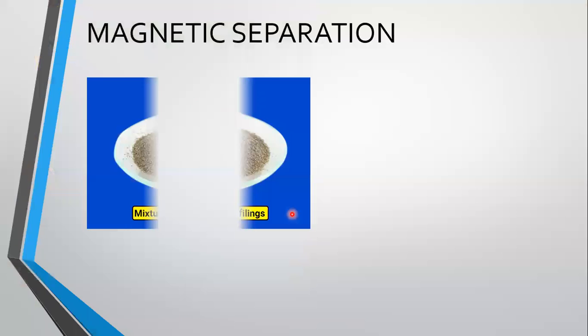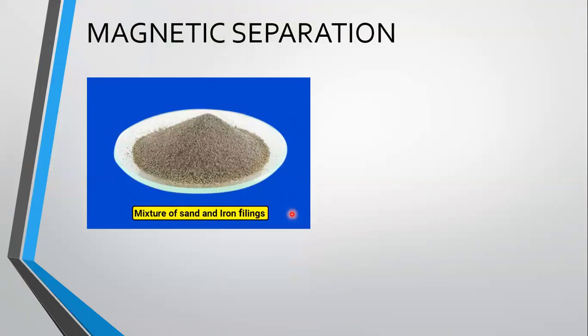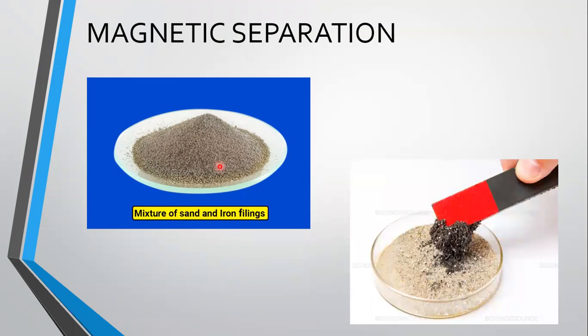Magnetic separation. Magnetic separation is a method of separating magnetic particles such as iron from non-magnetic particles such as sand with the help of a magnet. Rag pickers use this technique to pick up iron pieces from the garbage with the help of a magnet attached to a rod. So these are the different methods used to separate a mixture in which both the components are solids.